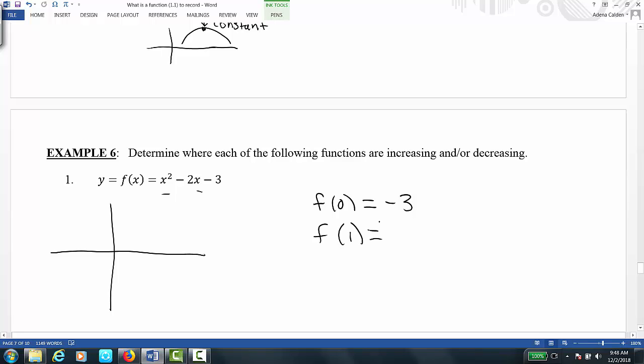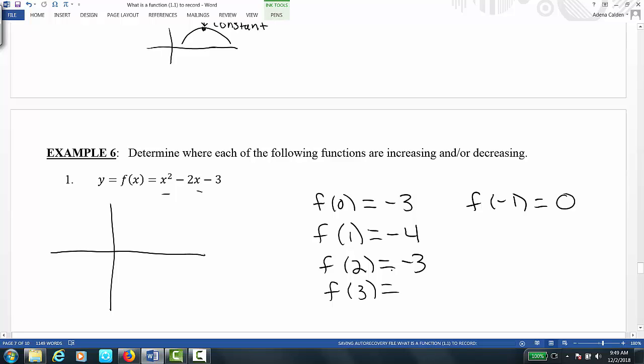F of 1, if we plug in a 1 everywhere that we see an x, we're going to get negative 4. If we plug in a 2 everywhere we see an x, we're going to get negative 3 again. If we plug in some negative numbers here, if we plug in a negative 1, we're going to get negative 1 squared, which is 1, plus 2 is 3, minus 3 is 0. And if we plug in a 3 here, 3 squared is 9. 9 minus 6 is 3. 3 minus 3 is 0.